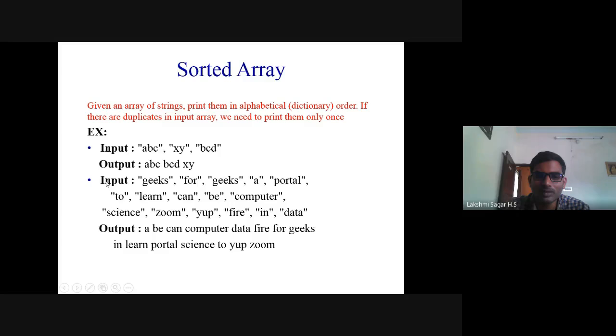So one more example input. Here you can see that different words are there. If you want to arrange these words in alphabetical order, the output: A, B, C. A is the first alphabet. So first A will appear, next B, next C, CA will come first before CO. Next data, file, for geeks, learn portal, science tip, Zoom. So you can arrange these different words in alphabetical order in the case of sorted array.